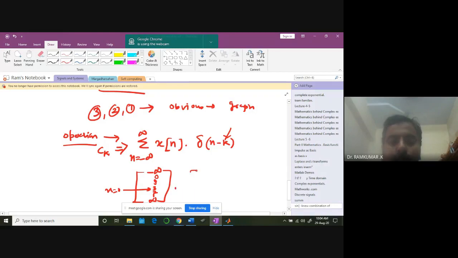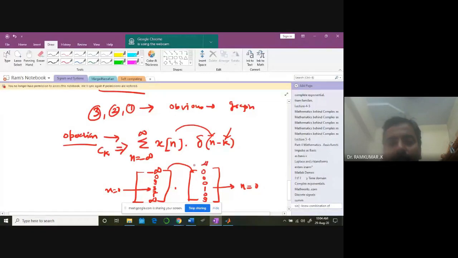This signal I'm now going to multiply with a particular impulse. If I substitute k equal to 0, what do I get? The value will be 1 at n equal to 0, but the rest of the values are 0. I'm going to take the product of this, that's what this one tells, and I'm going to add all those values.